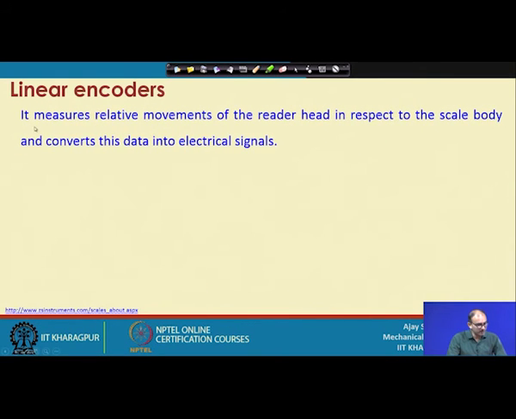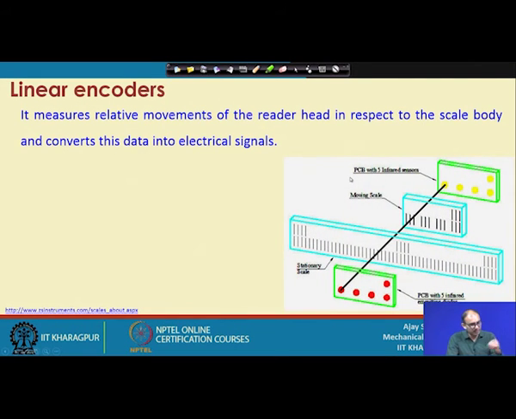So, how does it work? It measures the relative motion of the reader head with respect to the scale body and converts this data into an electrical signal. This is similar to what we have seen in the rotary encoder, the only difference is that now everything is flattened out, not in the rotational part. Again the same thing: you have a source here, light passing through, and these are the glass scales. Earlier it was in a circular pattern, but now it is linear. Then this is the moving scale with respect to that, and this is the infrared sensor where it receives the signal.